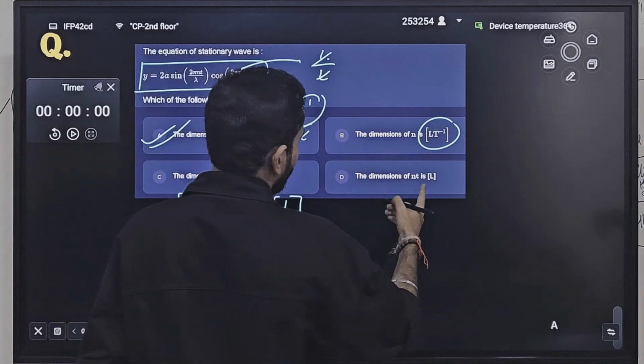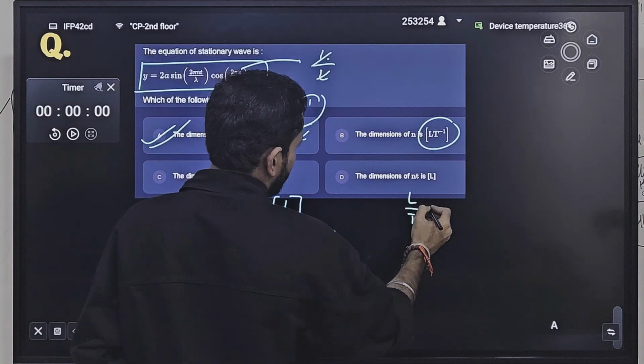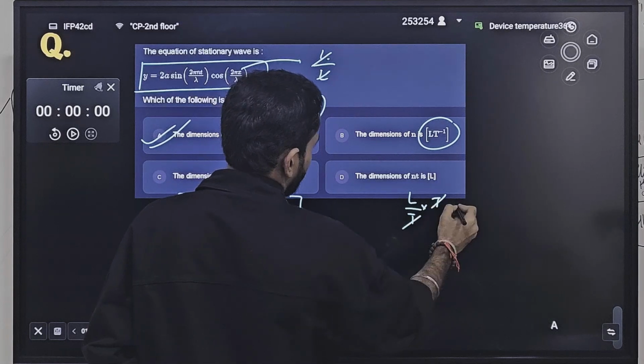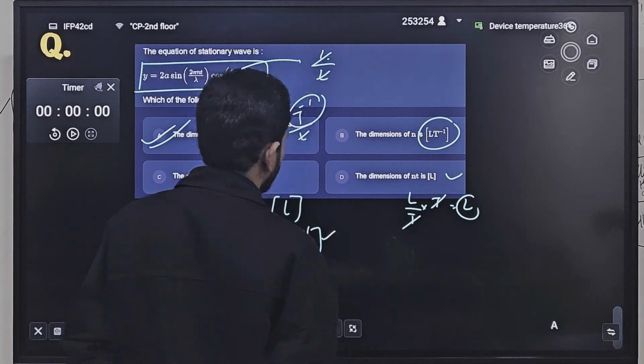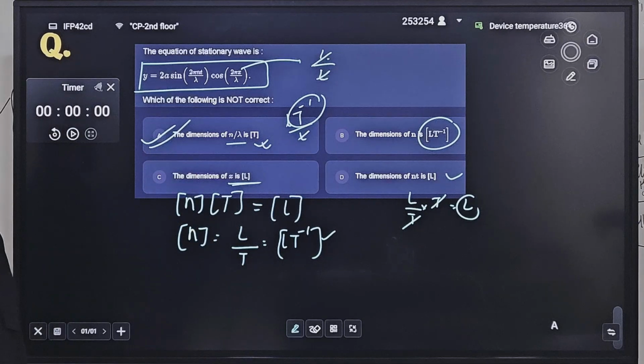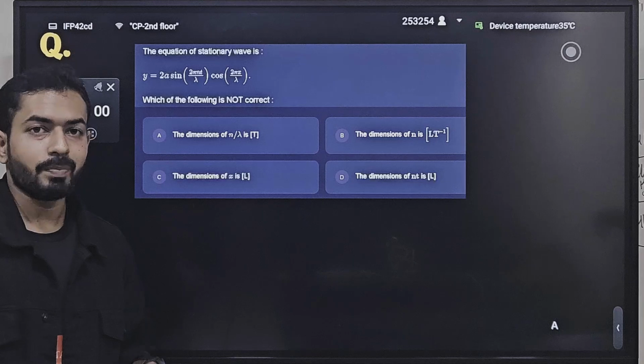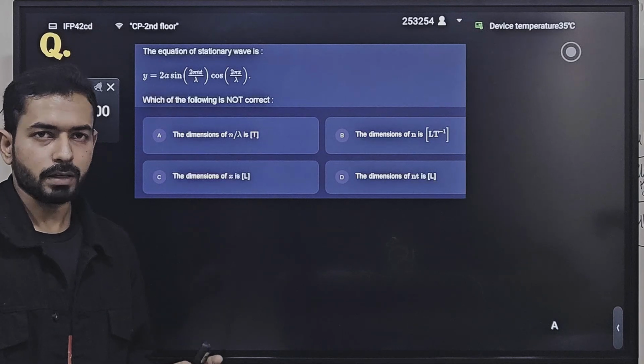And dimension of nt, multiply n is what? L divided by t into t, cancel. What is the dimension? N. This option is also correct. That means which one is wrong? Option A is wrong. Clear? Question is not important, but the analysis should be clear.